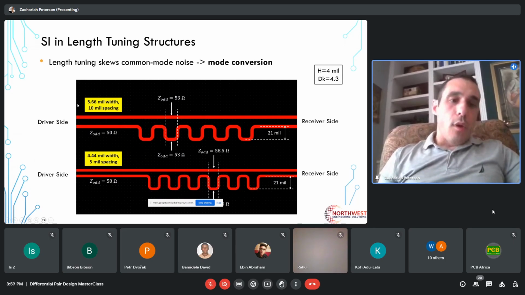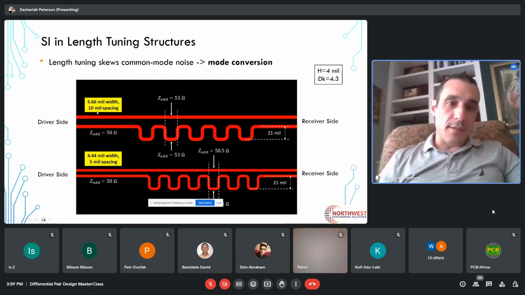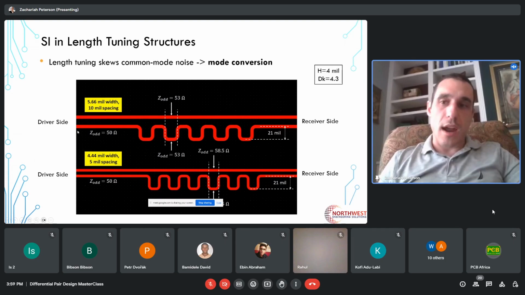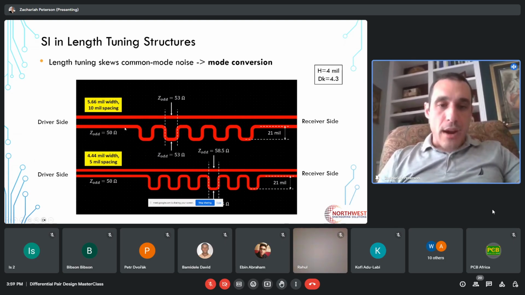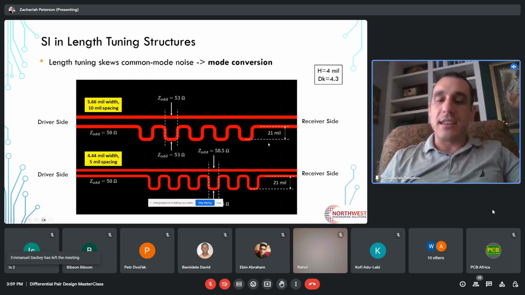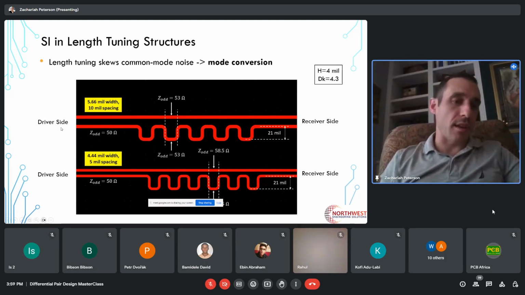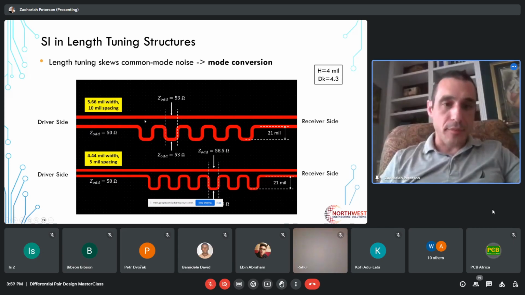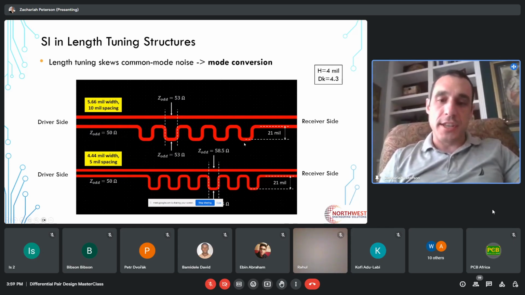So what happens here on the driver side is, let's suppose, for example, that on the driver side, I have a 5.66 mil width trace, 10 mil spacing. I've sized these traces by this driver side to have odd mode impedance of 50 ohms. Well, I'm now routing this signal into a length tuning section. For whatever reason, I need to have this big length tuning section, and this big length tuning section compensates for bends or something else elsewhere in this interconnect. So what happens when I route the signal into this?